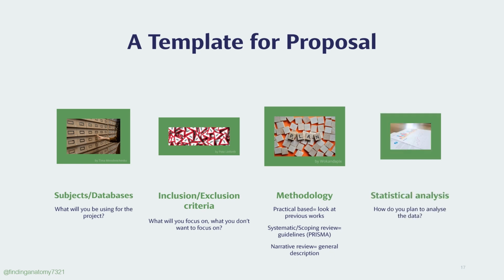And the last thing would be statistical analysis. If you're planning to do a statistical analysis, it's good to write about how you plan to analyze the data. Again, look at what previous research work has done to analyze that set of data. Talk to someone who's good with statistics. Statistical analysis is not necessarily necessary for reviews unless you're planning to do a meta-analysis.